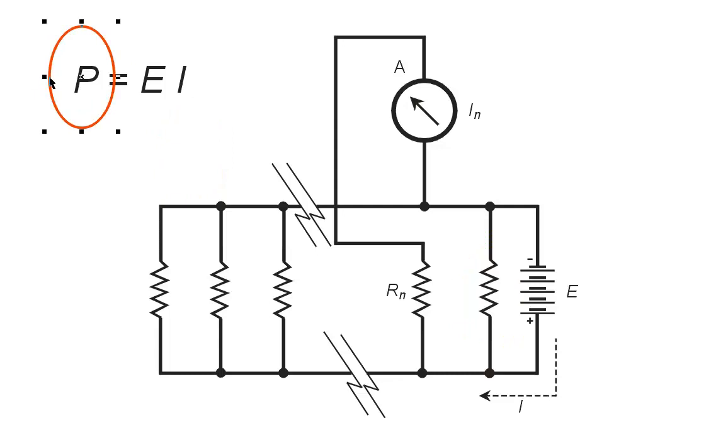Well, that's a roundabout way of saying that the correct answer to this problem is choice C. The total wattage dissipated by the entire combination of resistors equals the sum of the wattages dissipated in the individual resistors.